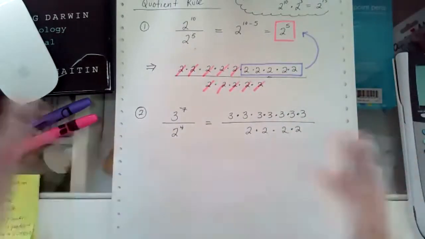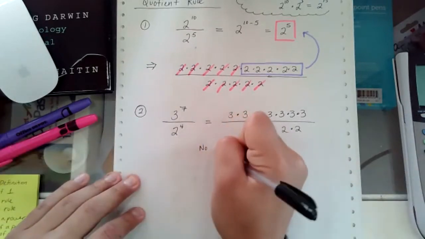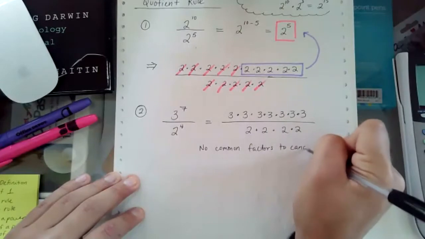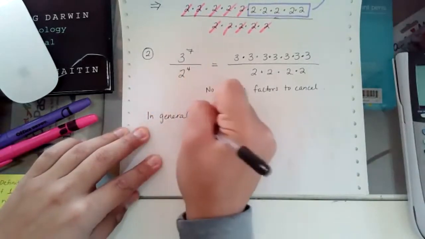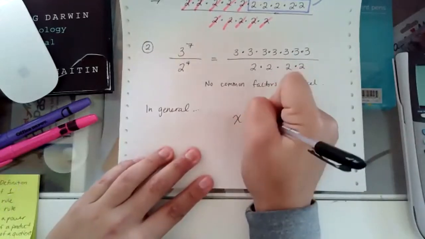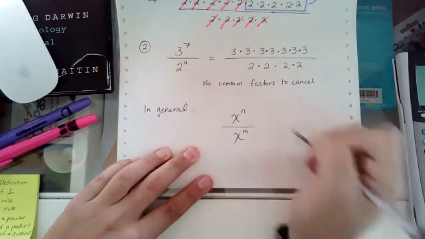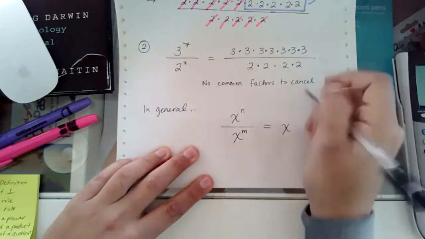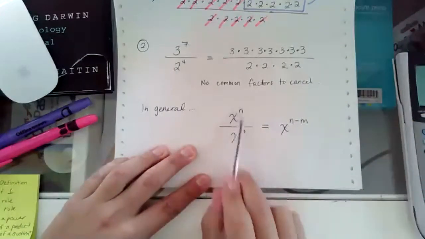Do any of these factors cancel? Are there common factors? No common factors. So that's why the bases have to be the same for this quotient rule to apply. So in general, if we had x raised to some power n over the same base raised to a power m, then we can write this as x raised to the power, and we subtract those powers. The top power minus the bottom power.